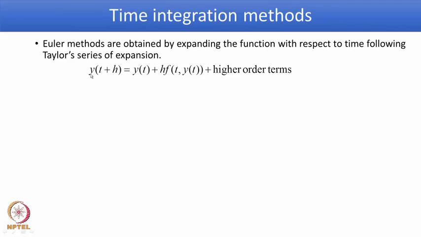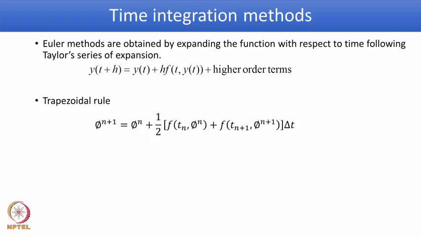So, in this case y of t plus h by Taylor series expansion is as shown here: y of t plus h f of t comma y of t plus higher order terms, and you know that h squared by 2 factorial, second derivative, and so on. We are only interested in the first derivative for time. So, we suitably replace, and then you get the different Euler formulas.